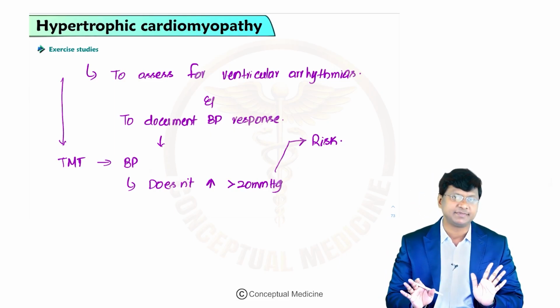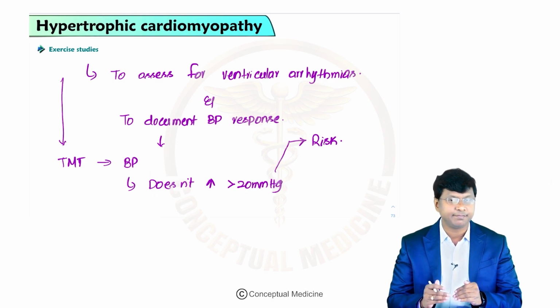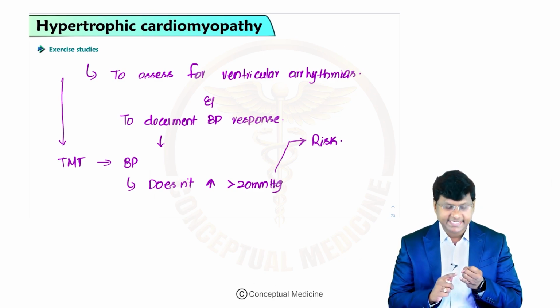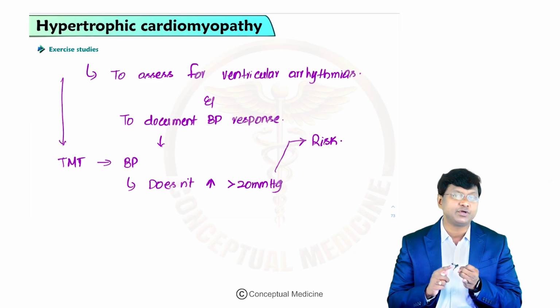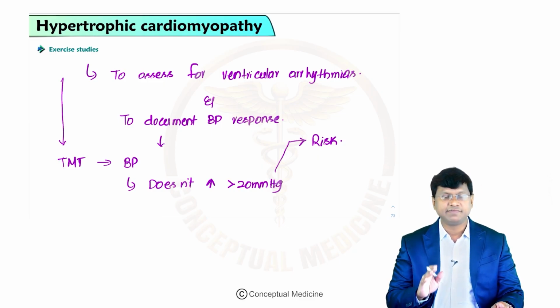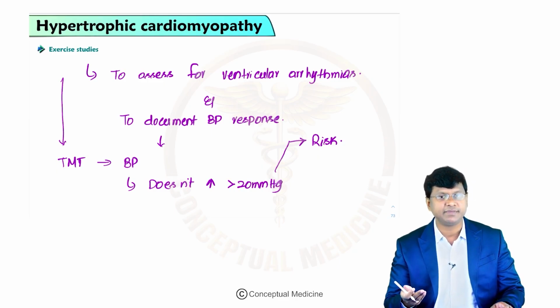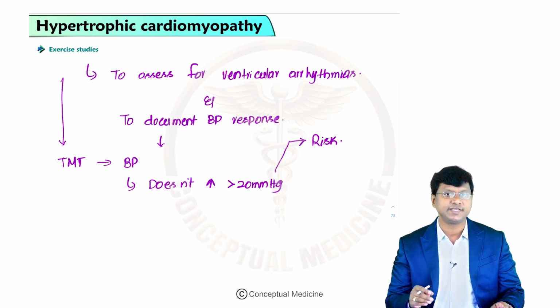So basically, please remember this. Exercise studies are mainly to rule out the development of ventricular arrhythmias and to document the blood pressure response. And if the blood pressure is not increasing more than 20 millimeters of mercury during treadmill testing, they are also at risk of sudden cardiac death.